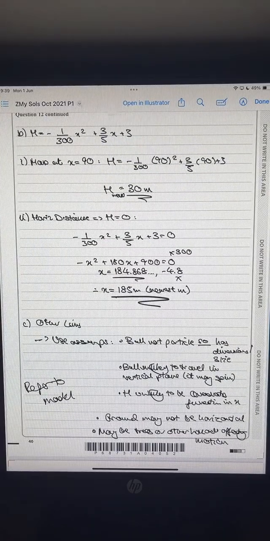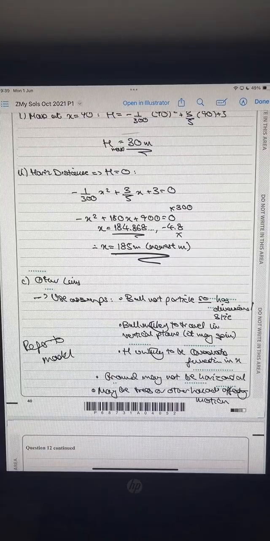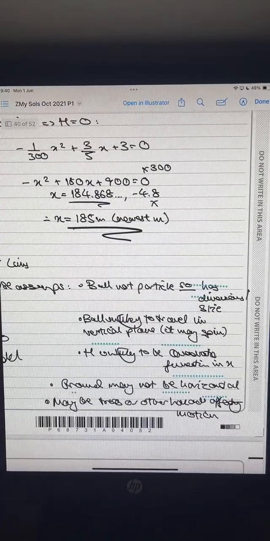So for part C, you have to refer to the model. So we need to think of other limitations and use the assumptions. They told us the ball was a particle. The dimensions of the ball exactly match this. So we need to say that the ball is not a particle, it has dimensions or it has a size. We can also say that the ball is unlikely to travel in a vertical plane because it may spin.